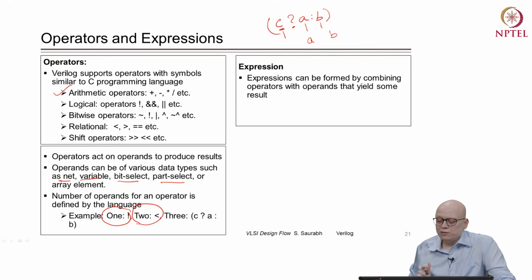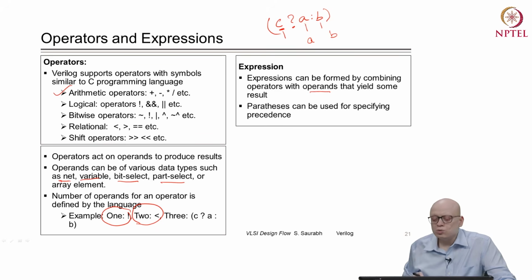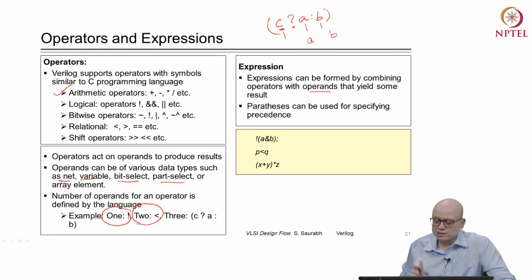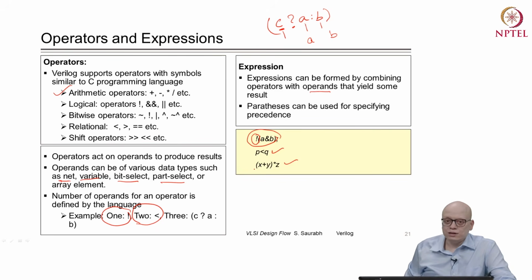Now, we can form expressions by combining operators with operands that yield some result, and we can use parentheses to override the default precedence among the operators. For example, A and B and a not of that is an expression, P less than Q is another expression, X plus Y star Z is another expression. So, we have used parentheses to override the default, or greater, precedence of multiplication over addition.